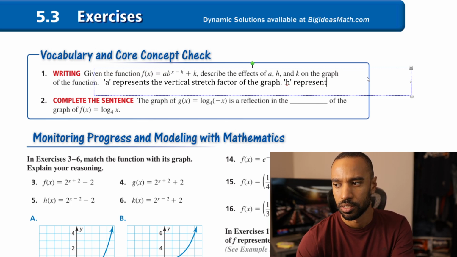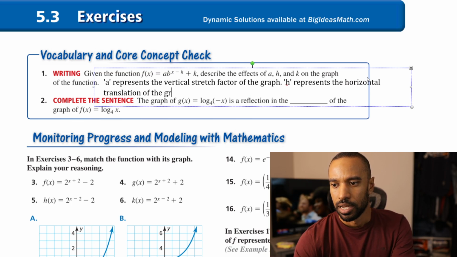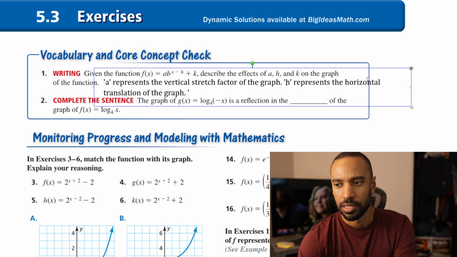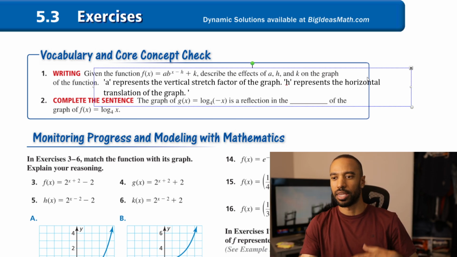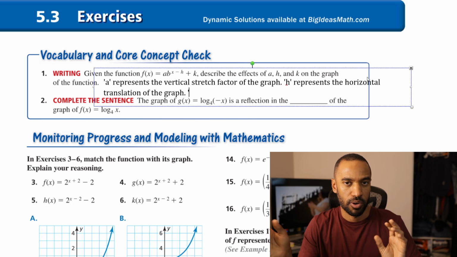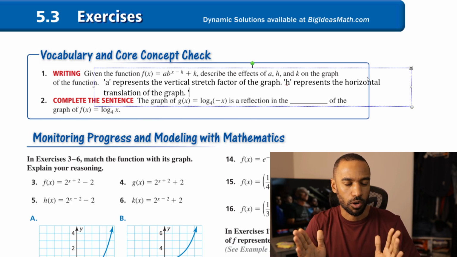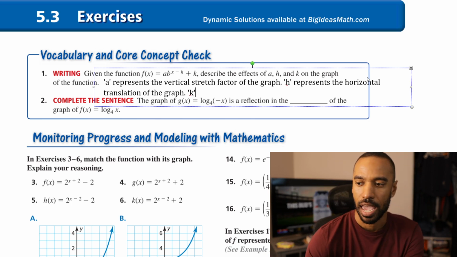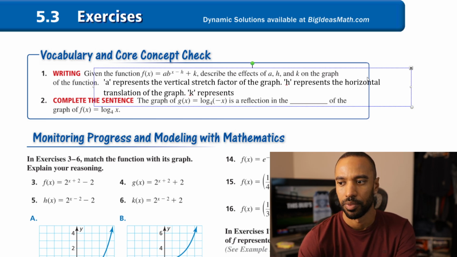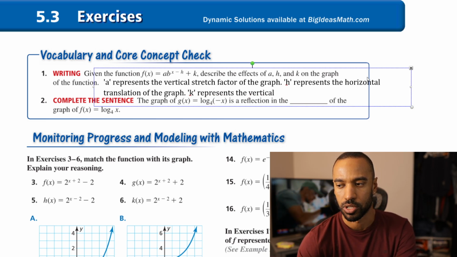H represents the horizontal translation of the graph. Now, keep in mind, that happens because in the exponent, we want to plug in h for x to get 0 as the exponent to make b to the 0 become 1, to make it kind of wipe out and be irrelevant. K represents the vertical translation of the graph. Now, for me, that's all about the horizontal asymptote.